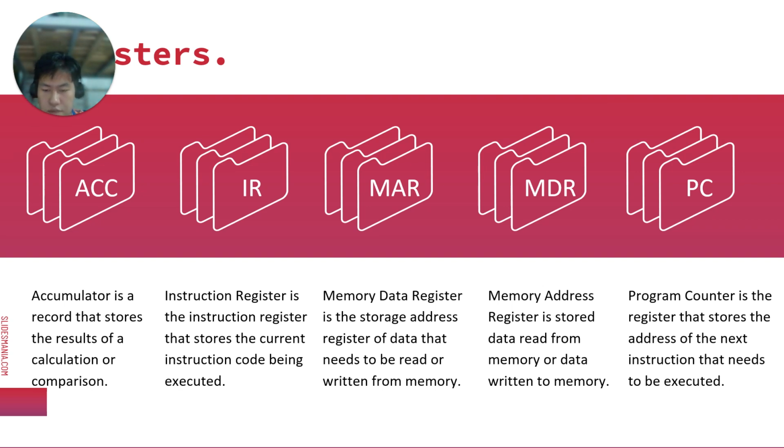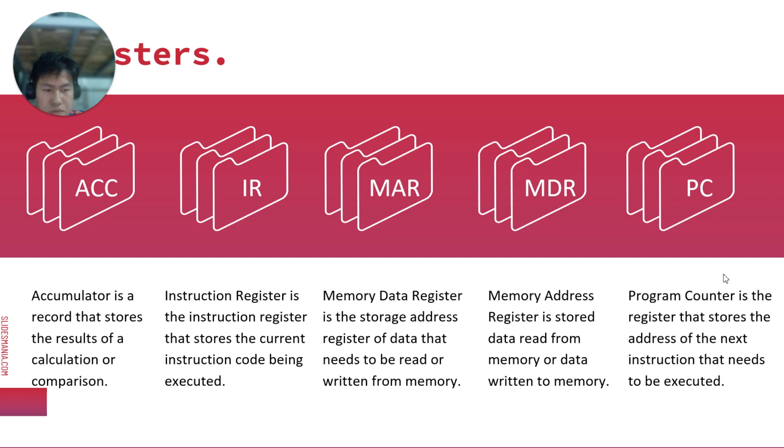IR stands for instruction register. It is used to store the opcode of the current command being executed. The opcode tells the CPU what action to take. MAR stands for memory address register. MAR is used to store the address of data that needs to be read from or written to memory. And MDR stands for memory data register. It is used to store the data read from memory or data to be written to memory.